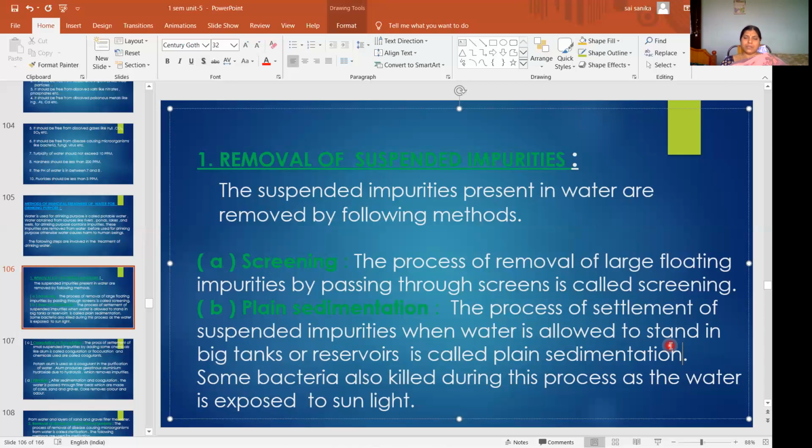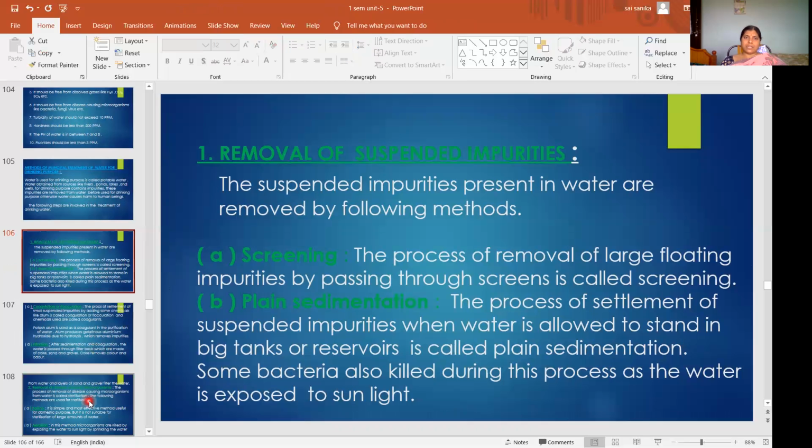So here we are exposing the water to sunlight. While exposing, if any bacteria is present in that water, that bacteria is also killed off during this plain sedimentation. So what is meant by plain sedimentation? The process of settlement of suspended impurities when water is allowed to stand in big tanks or reservoirs is called plain sedimentation. So during this process, if any bacteria are present, they are also killed off as the water is exposed to sunlight.